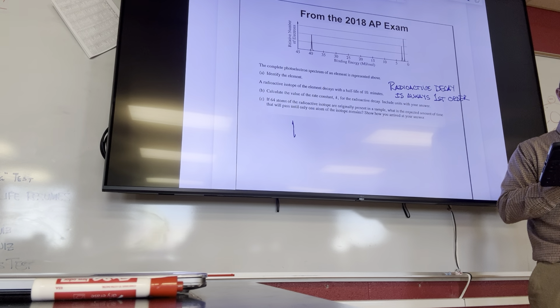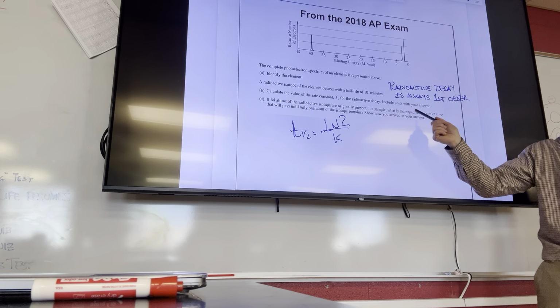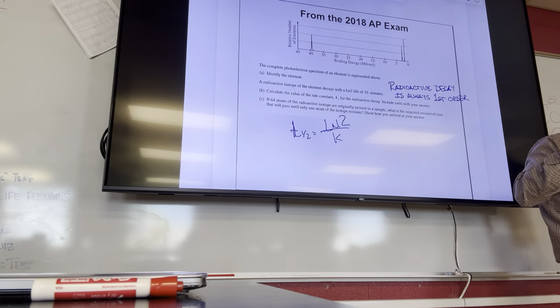Anyway, calculate the value of the rate constant. You know that t1/2, and it's on the equation sheet, equals ln 2 over k for first order. So you can solve for k, and that's what you have to do. It does say include units with your answer. Be very careful of this.